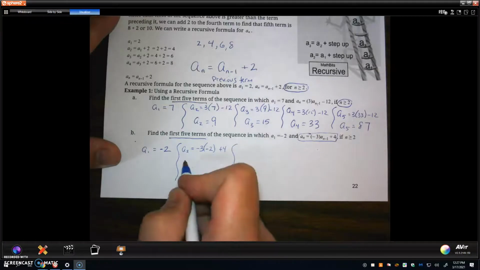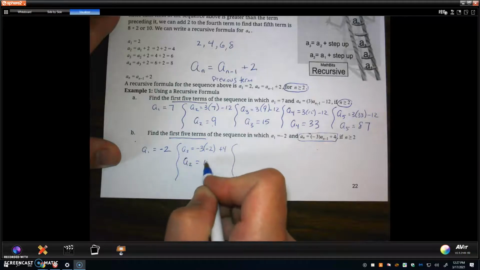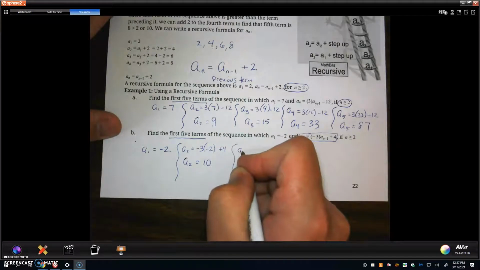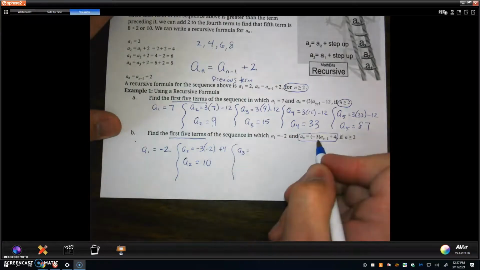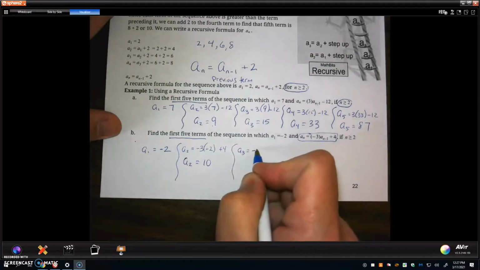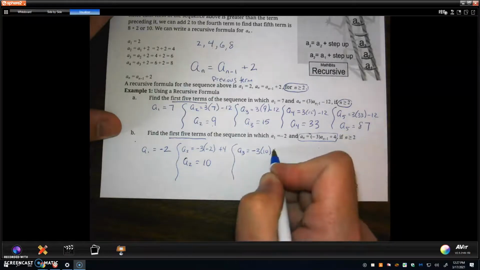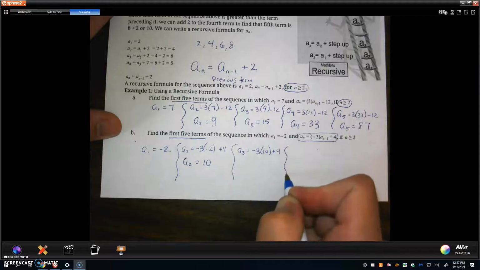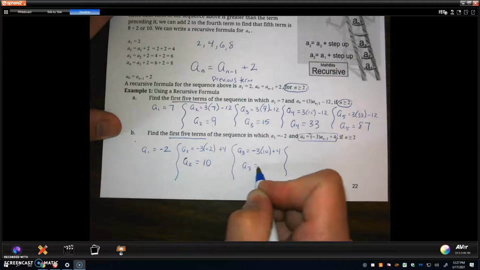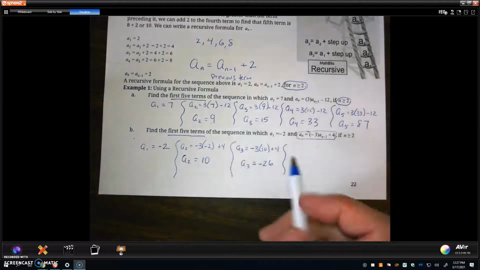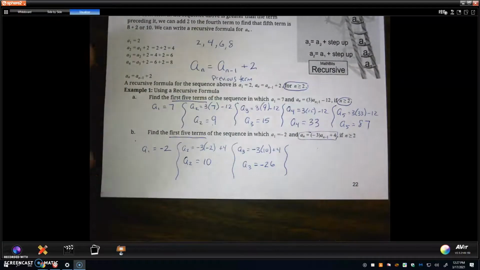Okay, so here a sub 2 would be 10 if you did the math. Now we're going to find a sub 3, or the third term. This would tell us again with the rule to do negative 3 times the previous term here, which is 10, and then add 4. Okay, so a sub 3 would be negative 26. Again, you can use your calculator once you get to this step. You would just simply put the right side into the calculator.